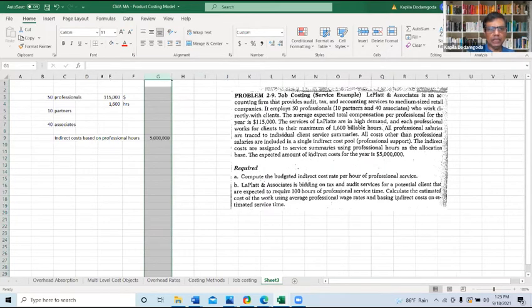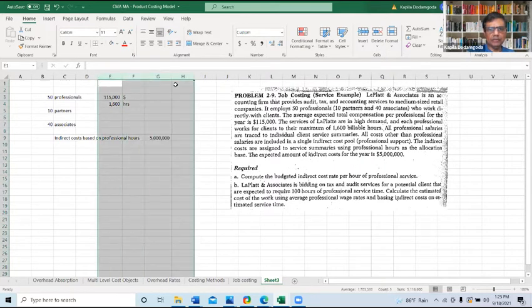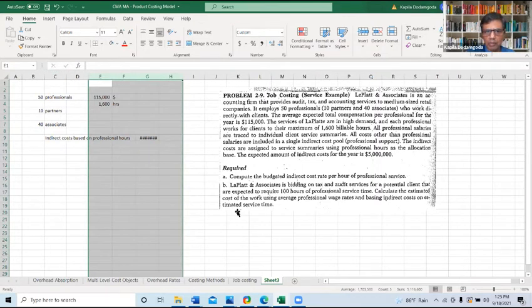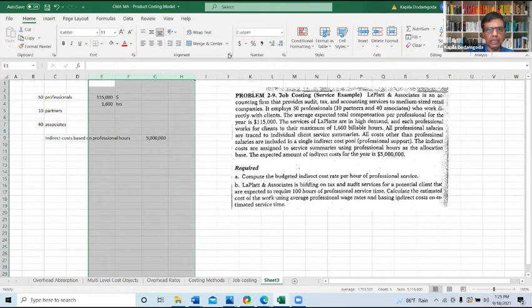Now, based on this, if you want to do a quick computation, compute the budgeted indirect cost rate per hour of professional service. Budgeted indirect cost rate per professional hour. Can you calculate now? Just give me a minute.